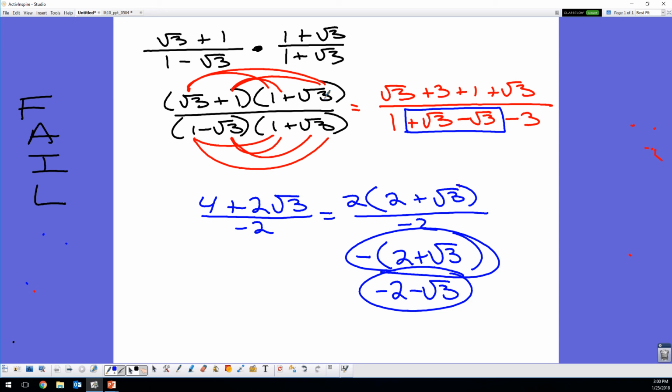So you know how you did the rad 3 plus 1 over the 1 minus rad 3? If this bottom piece was a positive, this over here would have a minus. Does that make sense? Yes, top and bottom, because when I do that, I need to multiply by 1. I'm not changing the value. Multiply by 1, I'm not going to change the value. I'm just changing the way it looks.